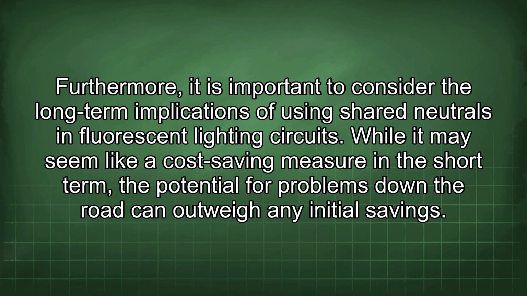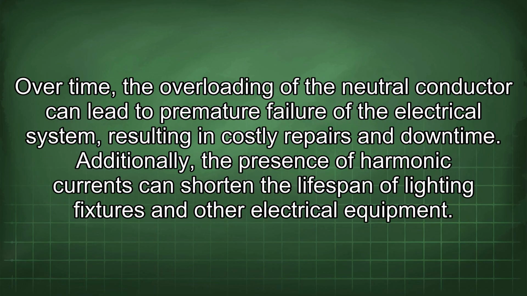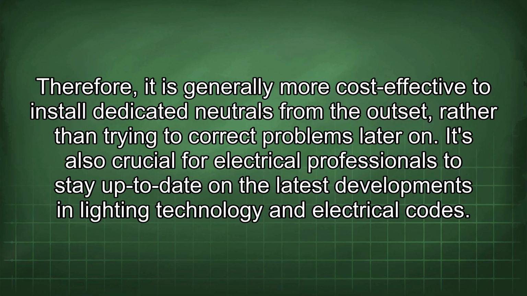Furthermore, it is important to consider the long-term implications of using shared neutrals in fluorescent lighting circuits. While it may seem like a cost-saving measure in the short term, the potential for problems down the road can outweigh any initial savings. Over time, the overloading of the neutral conductor can lead to premature failure of the electrical system, resulting in costly repairs and downtime. Additionally, the presence of harmonic currents can shorten the lifespan of lighting fixtures and other electrical equipment. Therefore, it is generally more cost-effective to install dedicated neutrals from the outset rather than trying to correct problems later on.